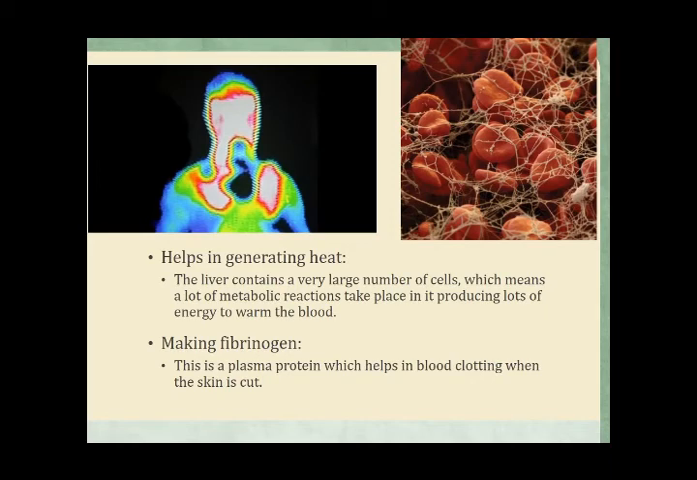The liver also generates heat because it is a very busy organ. It does a lot, it creates a lot, it diffuses a lot, so it will create a lot of heat. Other than that, the liver also makes fibrinogen, which is a protein that acts when you are cut, when you have any bruises, when you have any injuries, so that you can clot your blood.